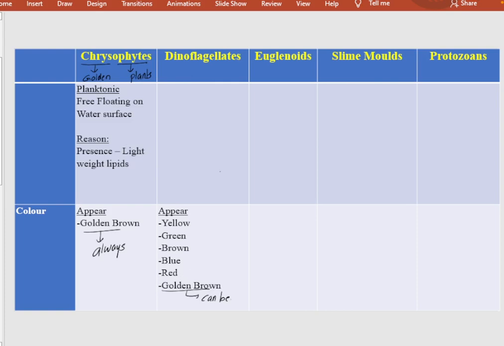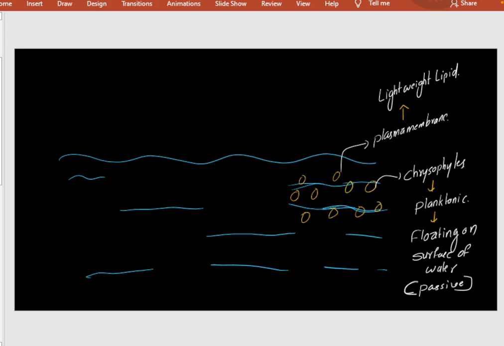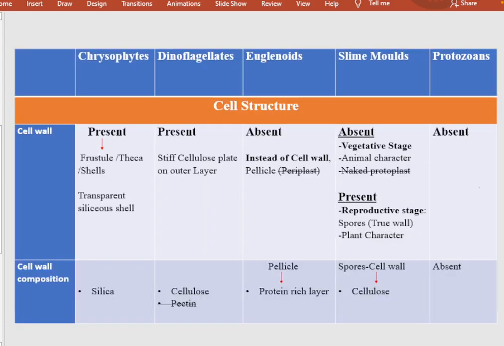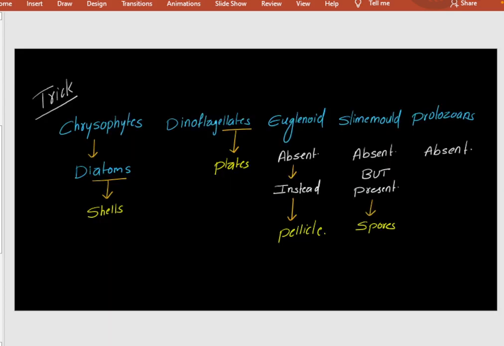Okay. Next, we are dealing with cell structure. In the cell structure, first thing is the cell wall. If you see the cell wall, chrysophytes, dinoflagellates, euglenoids, slime molds, protozoans, is it present? It is made up of what? Chrysophytes, present or absent? Present. Okay, present. Made up of what?